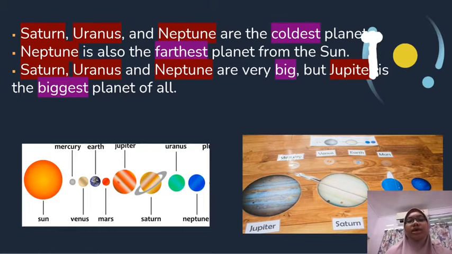This one is the coldest. We have a superlative adjective here, and we also have the names of the planets, which is the main objective of the lesson. It's colorful, and we also have examples here. Examples are given, so it is interesting for the students.